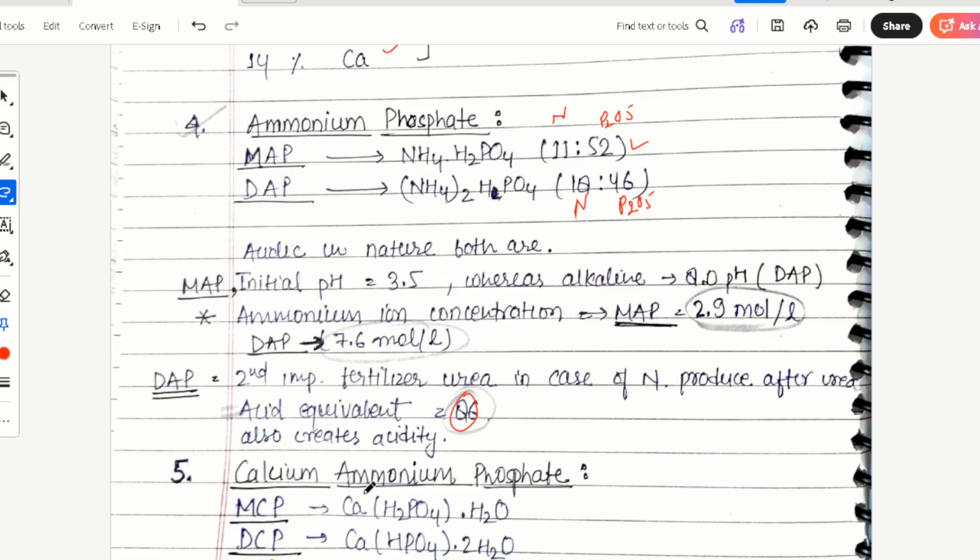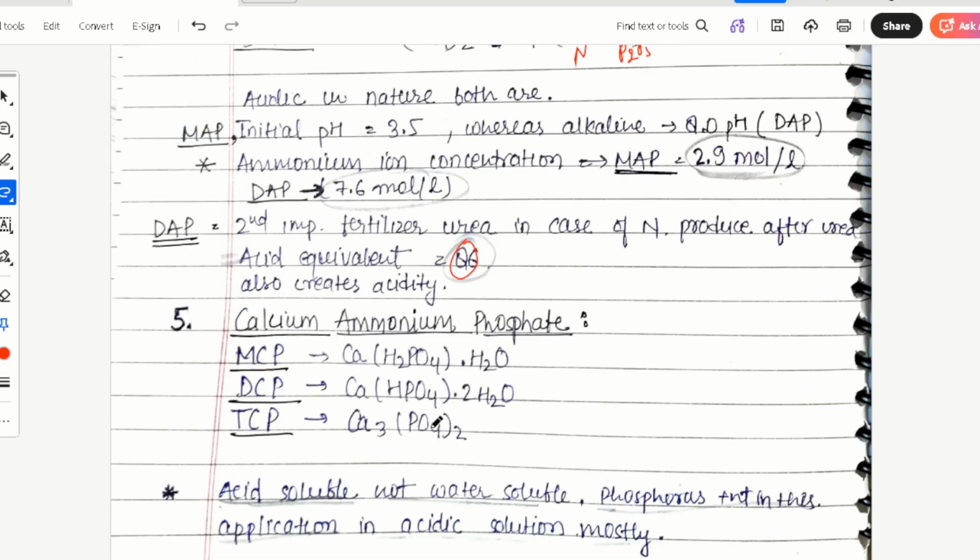And the next one is calcium ammonium phosphate. There are many types of calcium phosphatic fertilizer. The first one is MCP, monocalcium phosphate, then dicalcium phosphate, and tricalcium phosphate. This is the formula of MCP, monocalcium phosphate, and the second one is DCP and then tricalcium phosphate. They are acid soluble, not water soluble phosphorus, applied mostly in acidic soils.